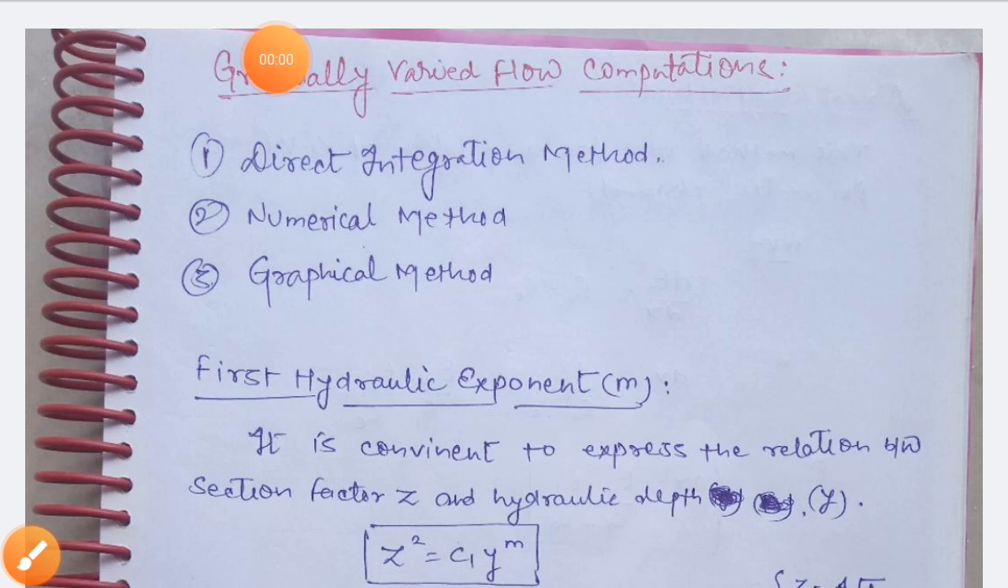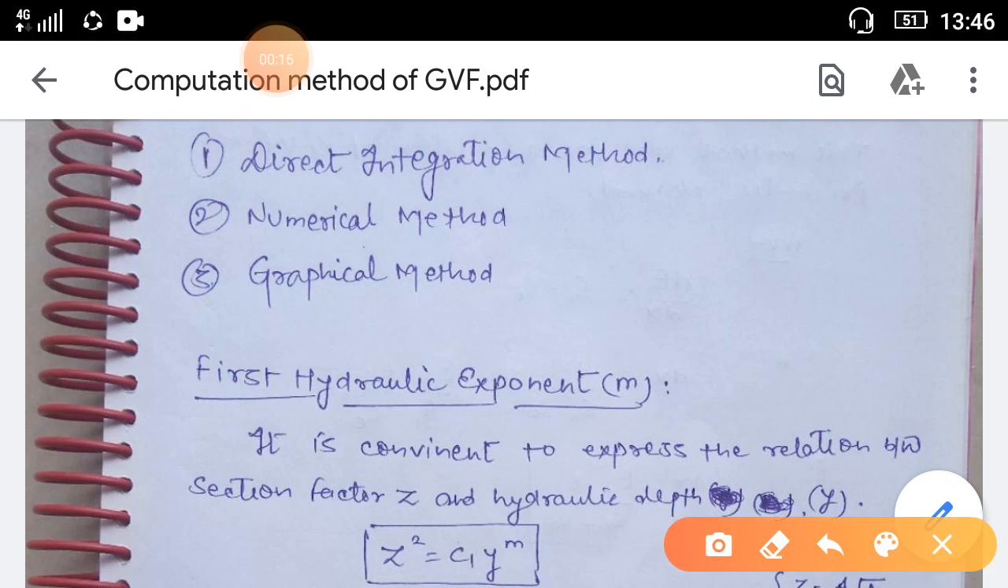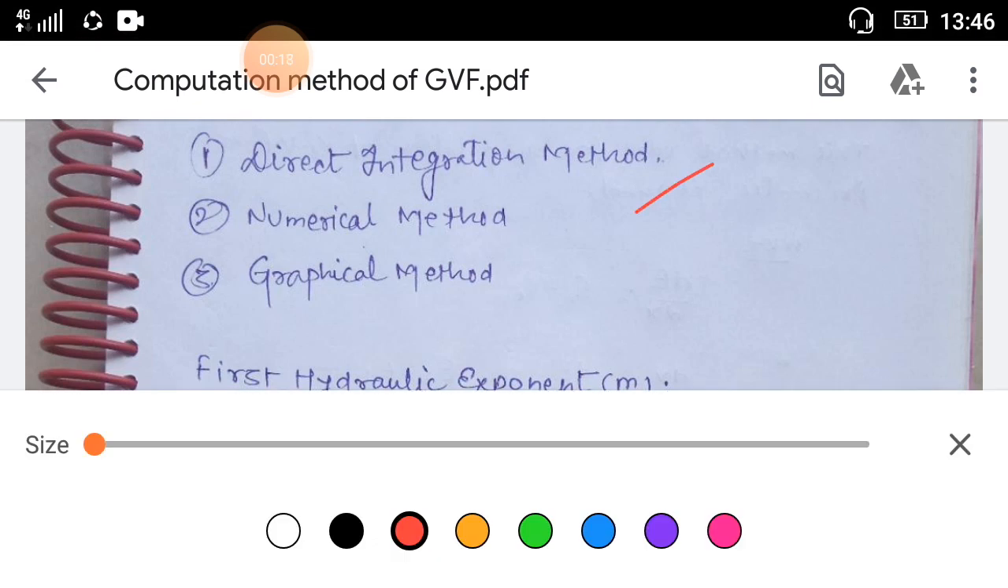Hello students, today we are going to analyze the computation techniques of gradually varied flow. There are three ways. First one is the direct integration method, second one is the numerical method, third one is the graphical method.